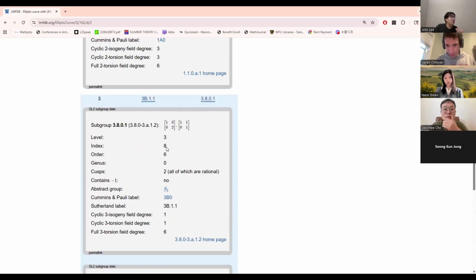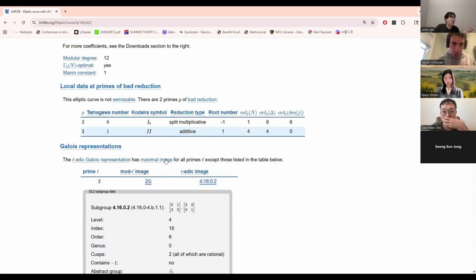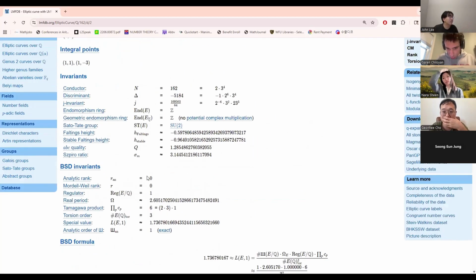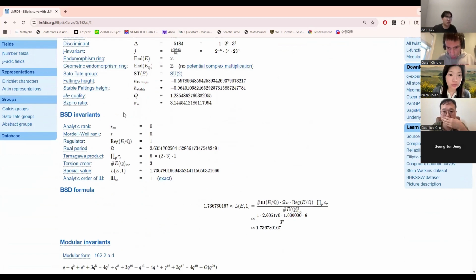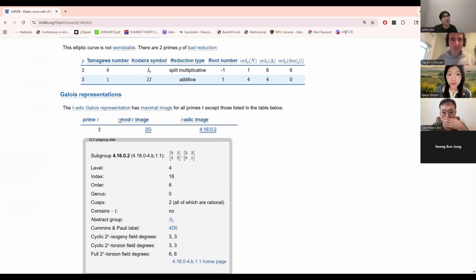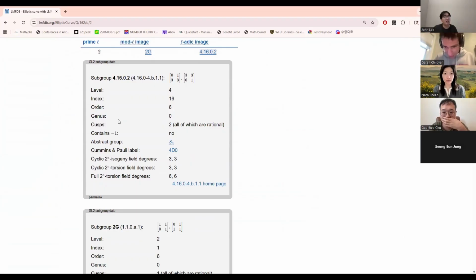And the 3-adic Galois representation still has index 8, so it's not full image again. So yes, if you are really into this kind of Galois representation mod p or p-adic, the LMFDB, particularly this Galois representation page, is a very useful resource where you can basically find out everything. And LMFDB also has a beta version. The beta version lets you do a little bit more refined search.